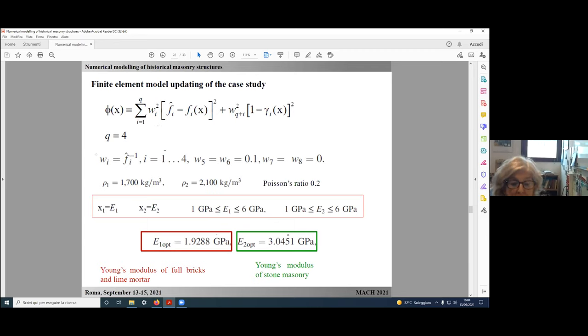So the scalar quantities w_i are the experimental frequencies to the minus one, and the weights for the eigenvectors are 0.1. We assume that all the other mechanical properties of material one and material two are known, and that the unknown parameters are the Young modulus of material one and the Young modulus of material two, which are assumed to belong to this interval here. So we apply our procedure and we get this solution. These are the optimal values of the Young moduli of material one and material two.